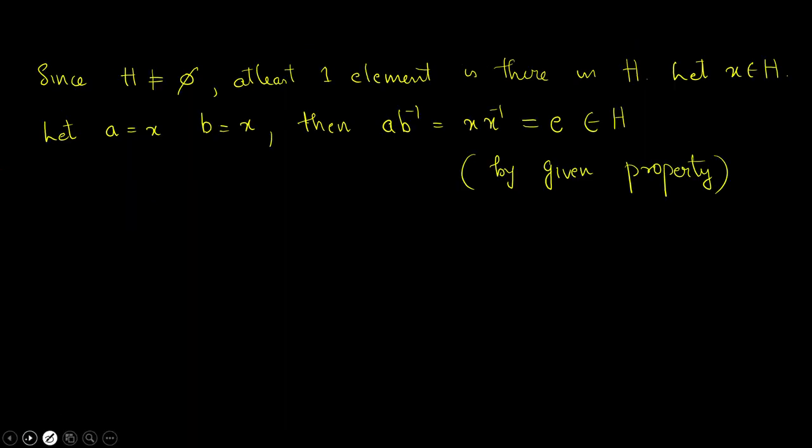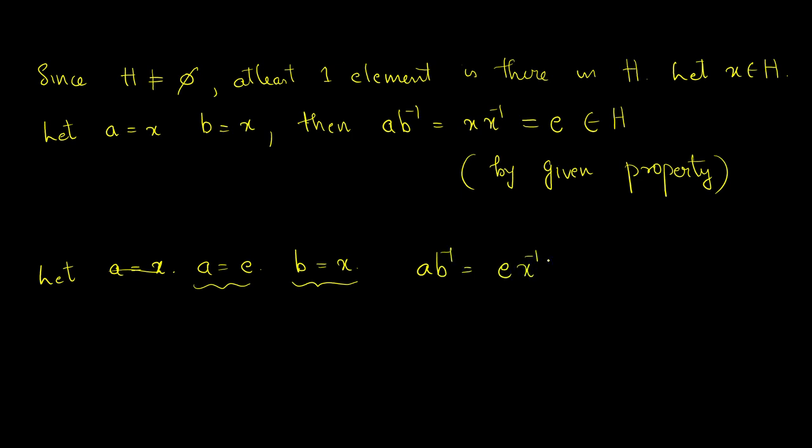Now again, let A be equal to the identity, and B be equal to X. We know that X is in H, and we already proved earlier that the identity element is there, so we can take A to be the identity element, and the second element B I am taking to be X. Then by the given property, A B inverse, which is equal to E into X inverse, which is equal to X inverse, must be in H, correct? By the given property.